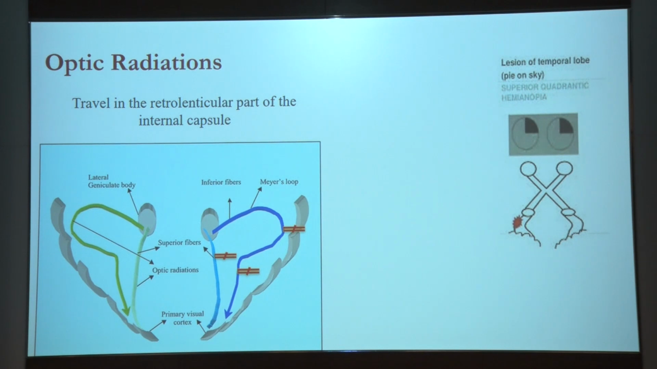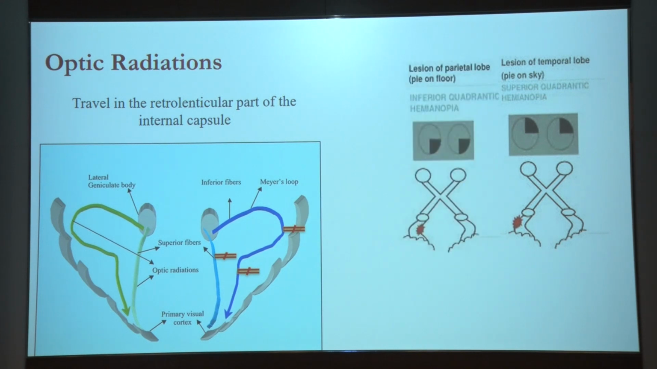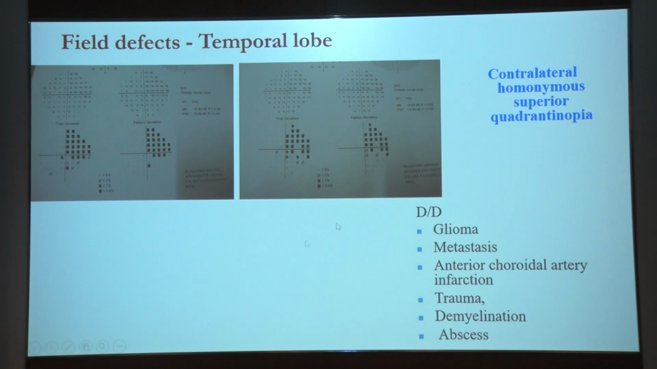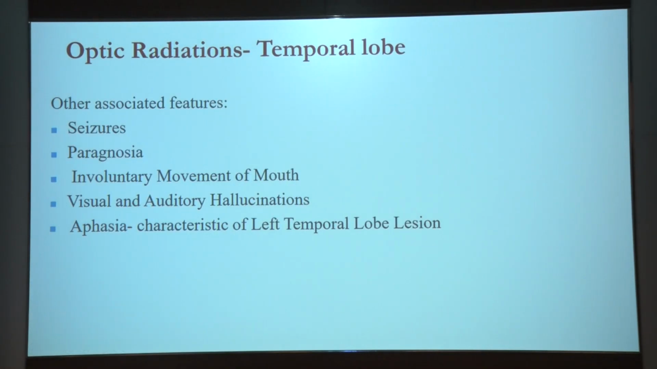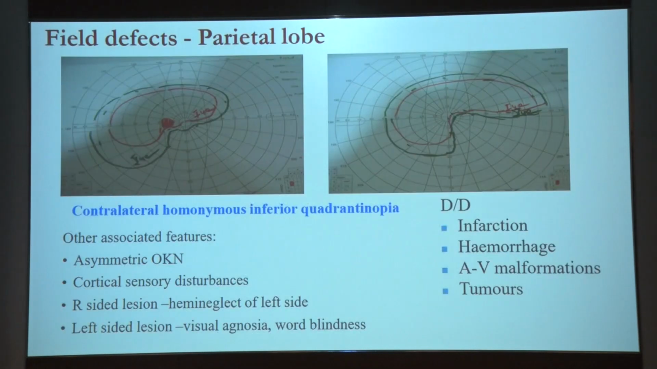While the superior fibers representing the inferior visual field pass in the parietal lobe. So a parietal lobe lesion will cause a pie in the floor. So this is one example of a pie in the sky. And when we did an MRI, what we found was an MCA infarct affecting the temporal lobe. Other neurological signs that may be seen in temporal lobe lesions could be seizures, aphasia, or hallucinations. Then in the parietal lobe, asymmetric optokinetic nystagmus is one feature. So just look for other associated neurological and systemic signs, okay?